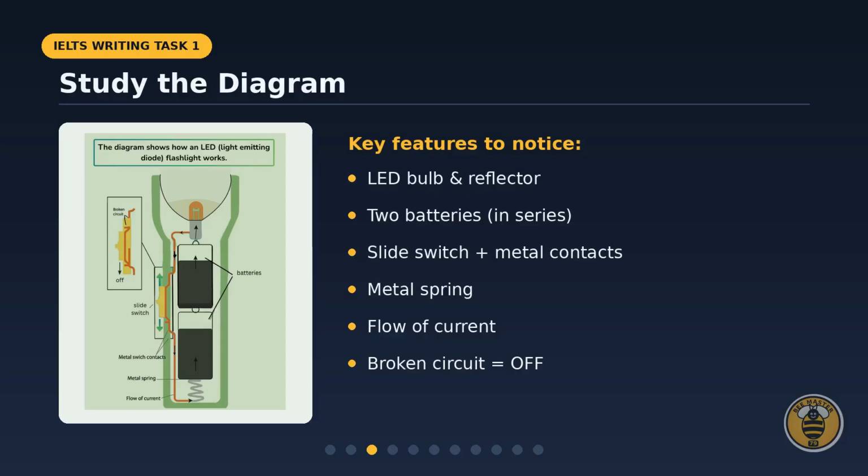Take a moment to study the diagram. Notice the LED bulb sitting inside a reflective cone at the top. Below it are 2 batteries stacked in series, with a metal spring at the bottom. On the left is a slide switch with metal contacts. The orange line traces the flow of current around the circuit. The small inset shows the switch in the off position, where the circuit is broken.